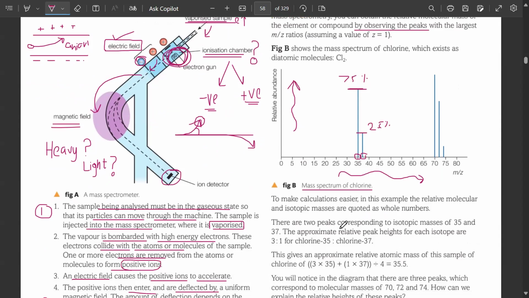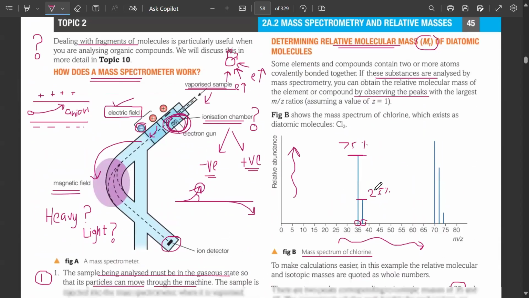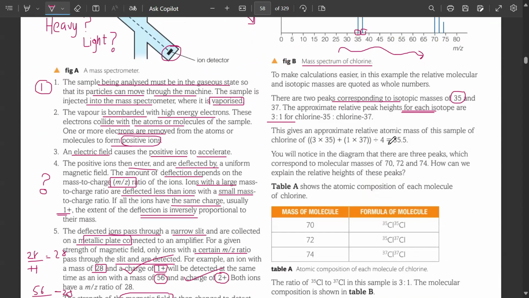25%. There are two peaks corresponding to isotopic masses of 35 and 37, and the approximate relative peak heights for each isotope are 3:1. This gives an approximate value. अच्छा, वहां पर ratio ले लिए 3:1, you can also take the percentages, it gives you the same answer. अगर आप ratio लेते हो तो क्या हो जाएगा, 3 × 35 plus 1 × 37 divided by 4. 4 because it's the ratio, same thing. अगर आप ratio ना भी लो, then you can also see the same answer.